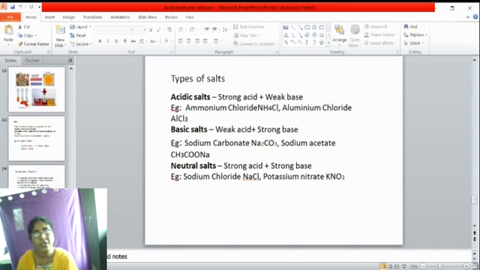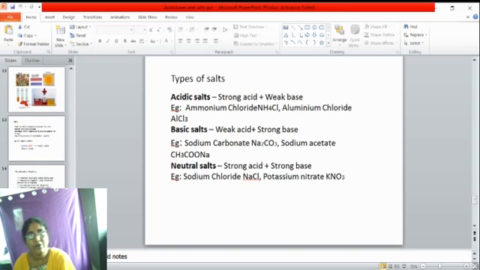Then coming to the end of the topic, that is the types of salts. We have learned about salt, how is a salt formed. Then we have learned about neutralization reactions. How is that we can neutralize the reaction by using various products. Now coming to different types of salts. Now what are the different types of salts we come across? They are acidic salts, basic salts, and neutral salts.